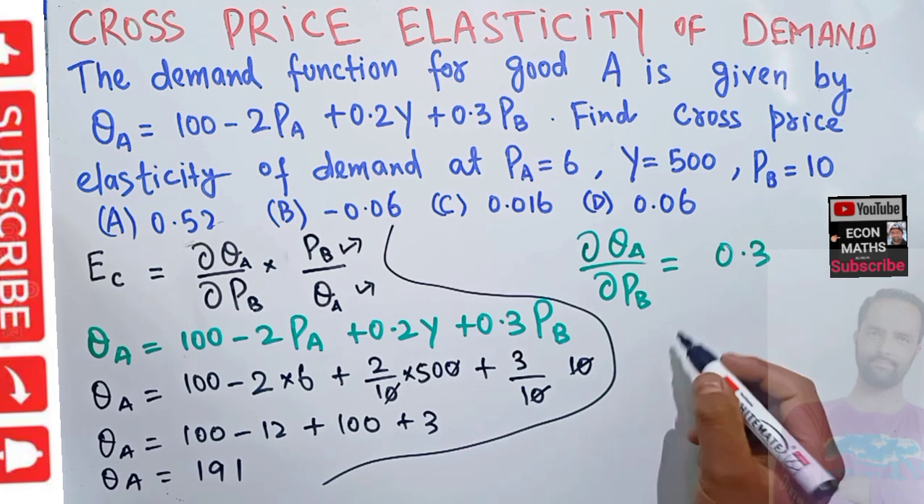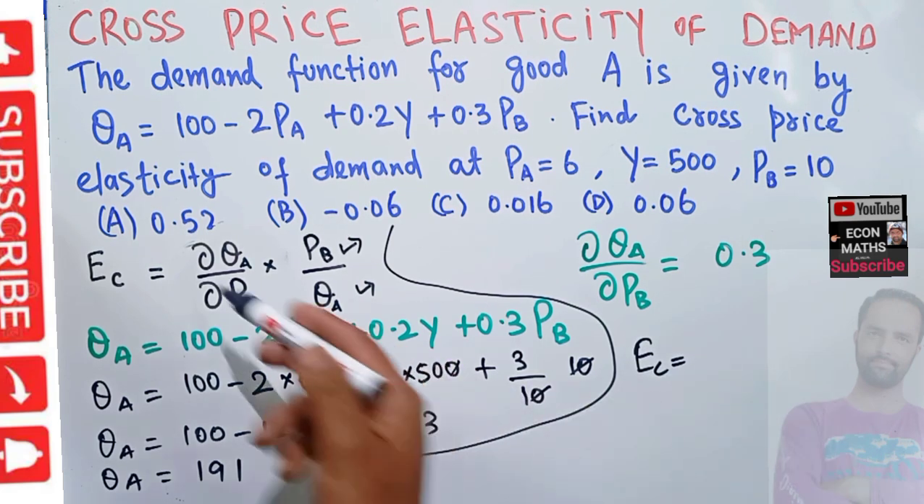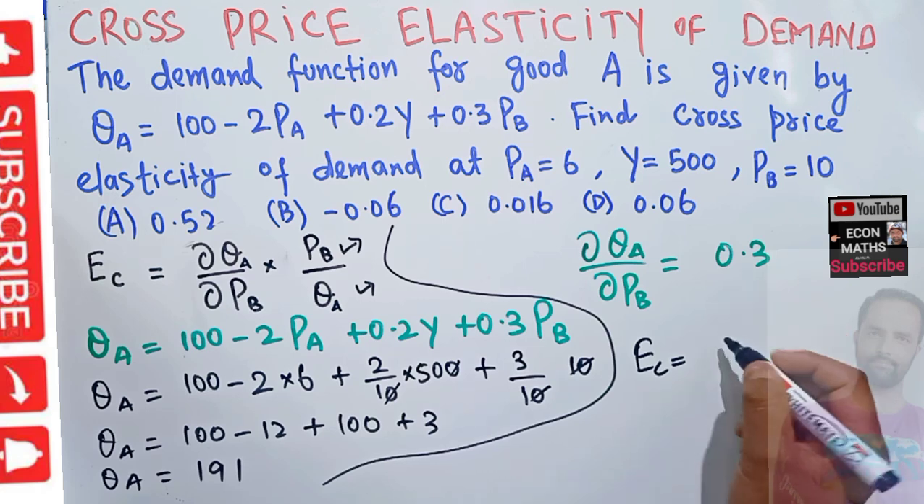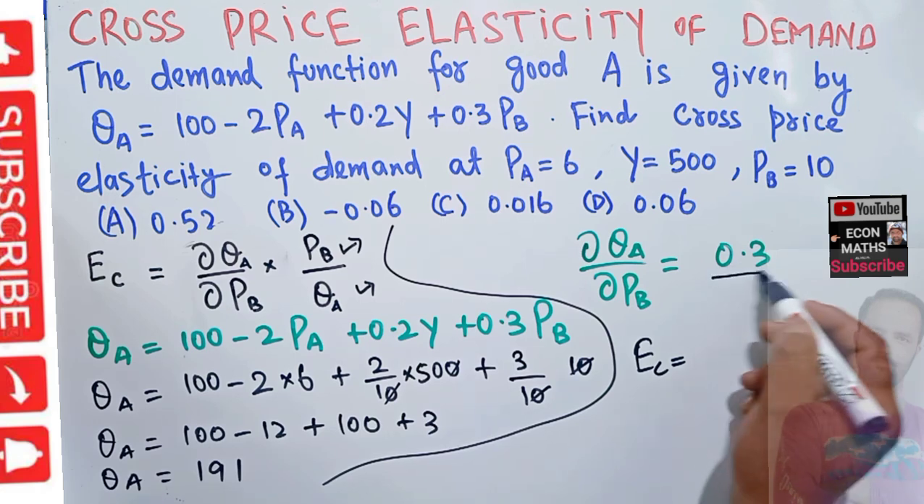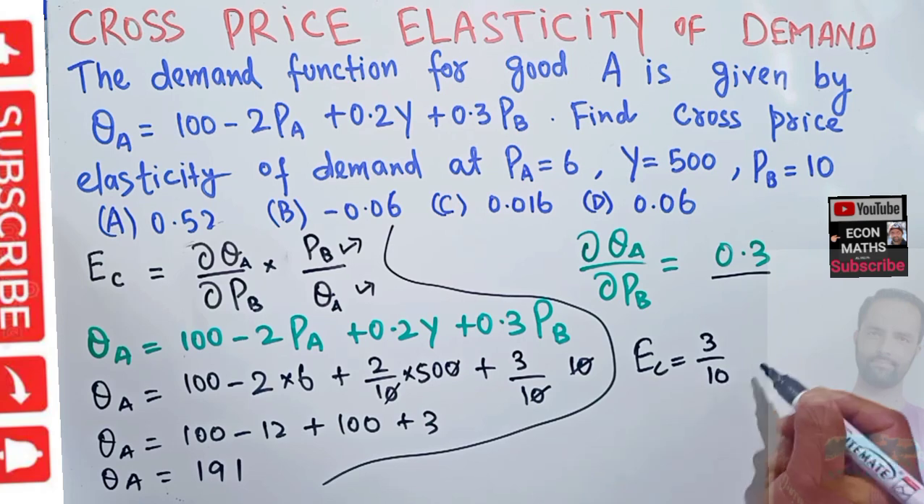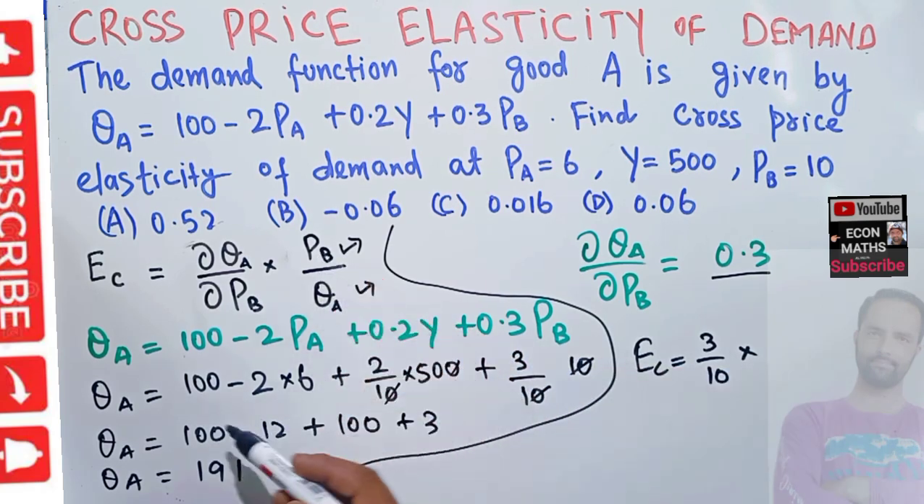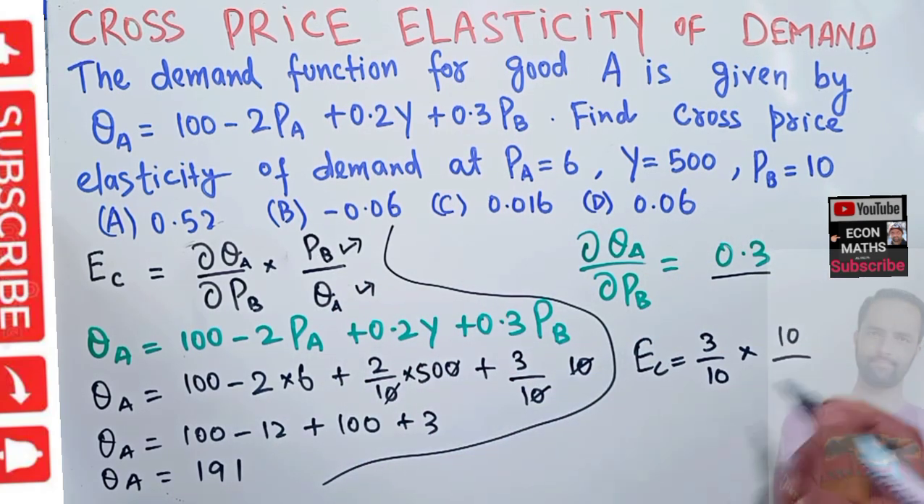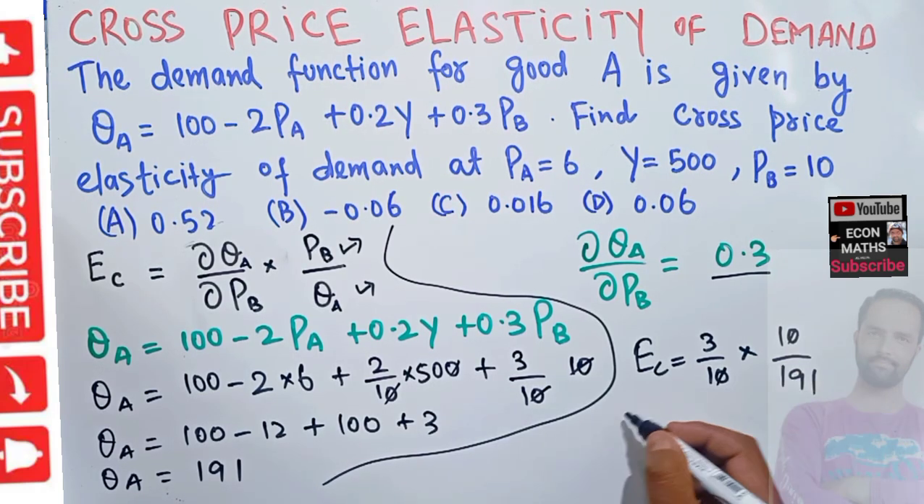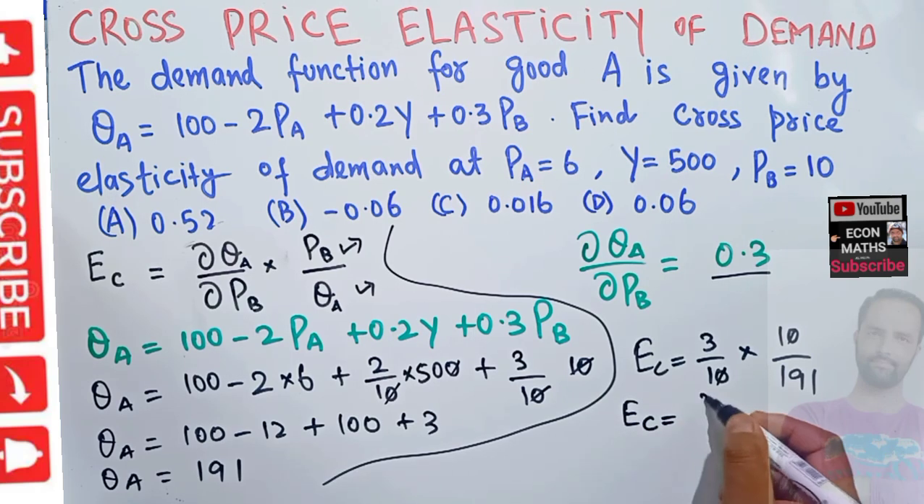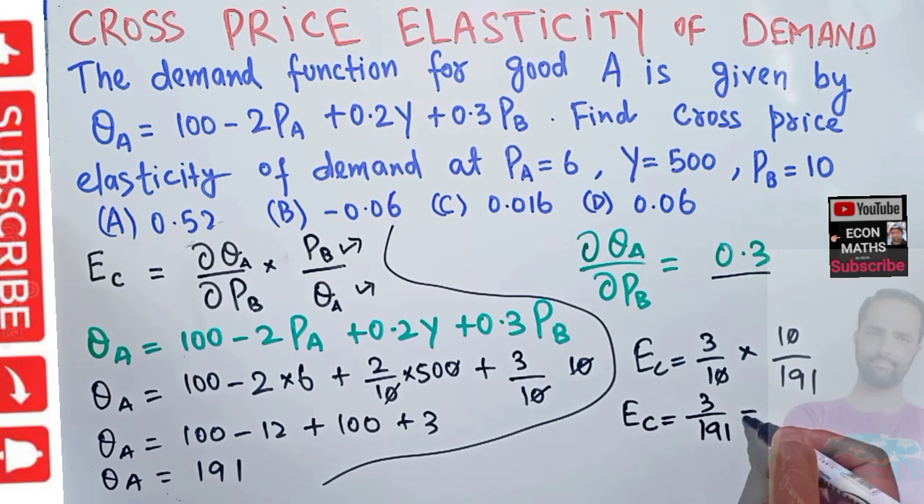Now cross price elasticity of demand will be equal to dq upon dpb, which came out to be 0.3 here. So I can write it as 3 upon 10 into the price of B, which is 10, divided by QA, which we got as 191. So cross price elasticity of demand comes out to be 3 upon 191, which when we round it off comes out to be 0.016, and it is positive here.